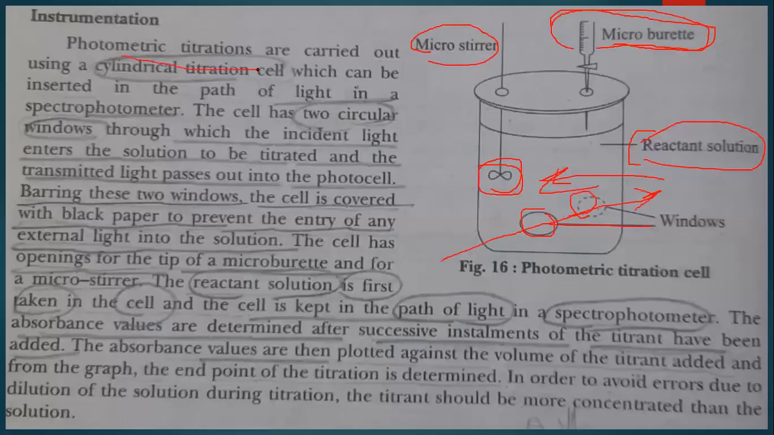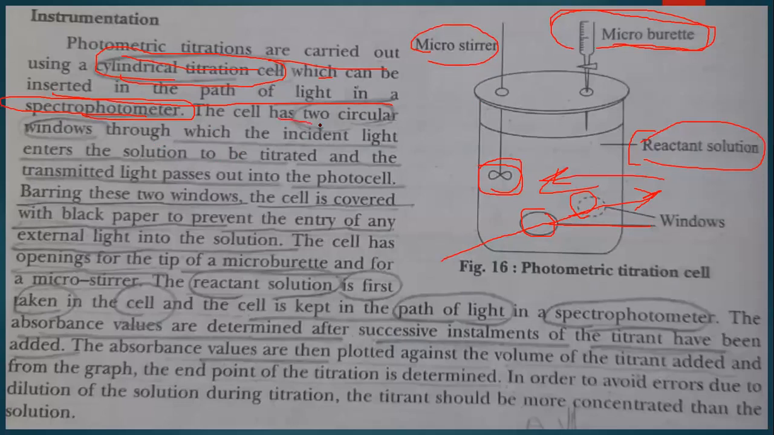The photometric titrations are carried out using a cylindrical titration cell like a beaker, okay, which can be inserted in the path of light in a spectrophotometer. Okay, just as you could place a cuvette sample cell, similarly you can place this cylindrical cell in which the reaction takes place.